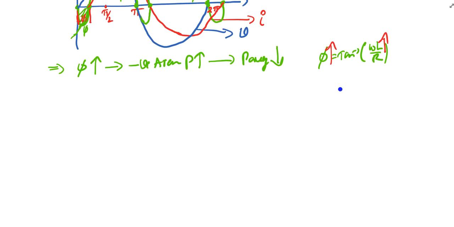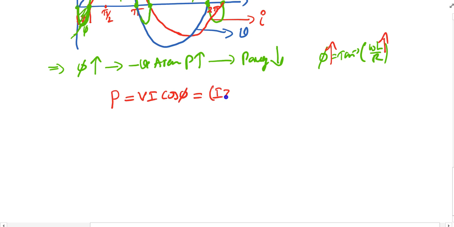And again we know this power is nothing but VI cos phi. For V, I can write I into Z, and this is I. So instead of cos phi, from the impedance triangle, I can write R by Z.